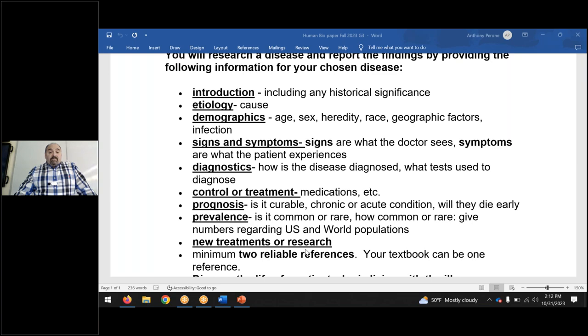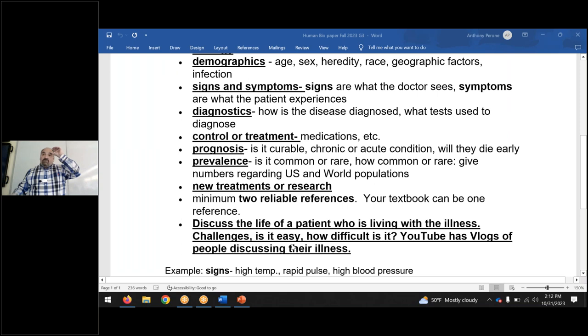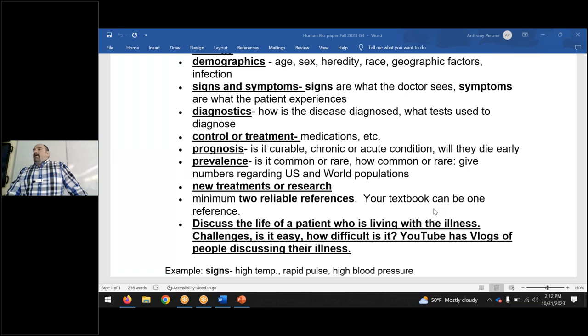You'll need two reliable resources other than your textbook. Your textbook can be one. I really want two additional resources in addition to the textbook, and I'll correct this here. So the textbook is not really one of them. I want two reliable resources, plus you can use the textbook.